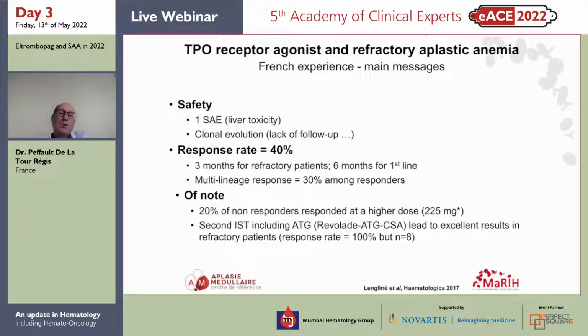characteristics and results from that cohort of patients is that, again, 1/3 of the patients responded in all lineages while treated with eltrombopag. Finally, we did find an interest to increase the dose from 150 milligram, which is our standard, to 225 milligram for 3 more months, and that might give a response rate of 20% of the patients. And we also added Revolade to ATG plus cyclosporine as second immunosuppressive treatment in patients, which was also associated with a high rate of response.